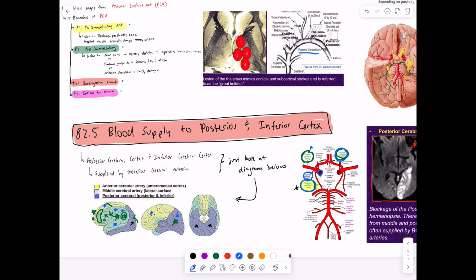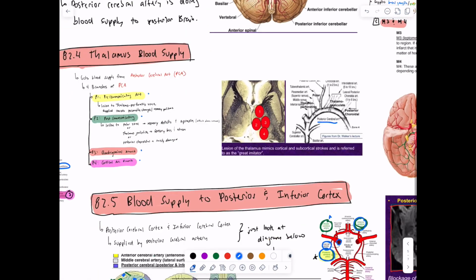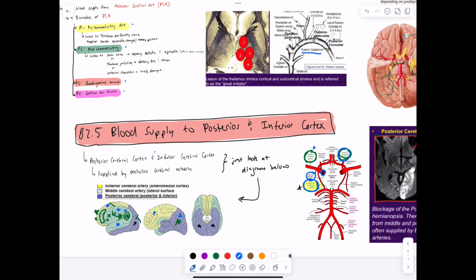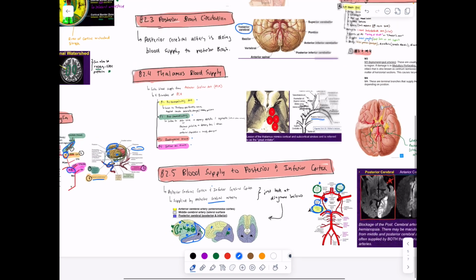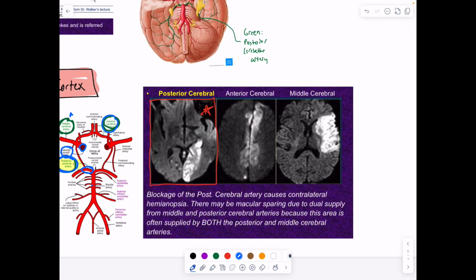All right, so blood supply to the posterior and inferior cortex. Well, we already talked a little bit about the posterior brain, but the posterior and inferior cerebral cortex is supplied by the posterior cerebral artery. Right there, woo. All right, and right here as well, and it's coming off our friend the basilar artery. We love it. All right, we're told blockage of the posterior cerebral artery causes contralateral hemianopsia. Hemianopsia, which is partial loss of vision in half of their visual field.